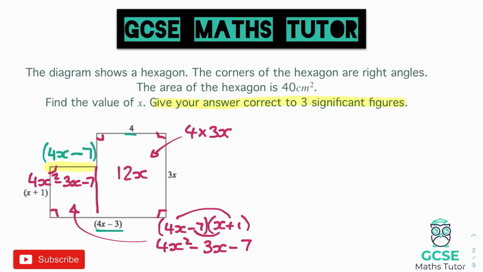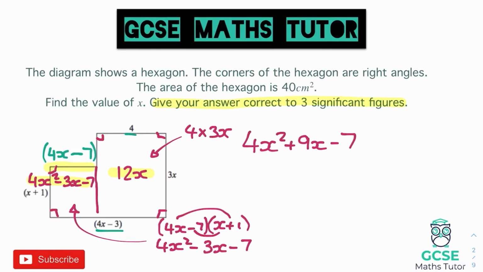So to get the expression for the total area here, we need to add those pieces together. So we have the 4x squared minus 7x plus 4x minus 7, and also the 12x. And if we combine those, we need to add the 12x to that negative 3x. So if we add the 12x to that negative 3x, we're going to have positive 9x. So in total, we've got 4x squared plus 9x, combining the negative 3x and the 12x, and then minus 7. Now that's our expression for the area.